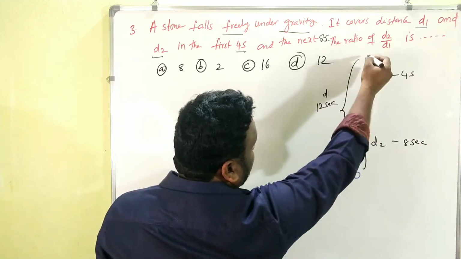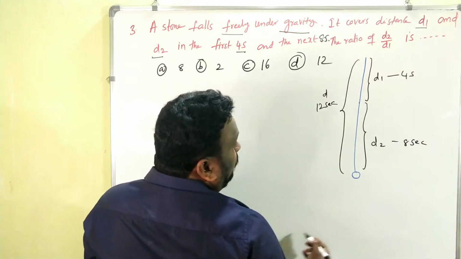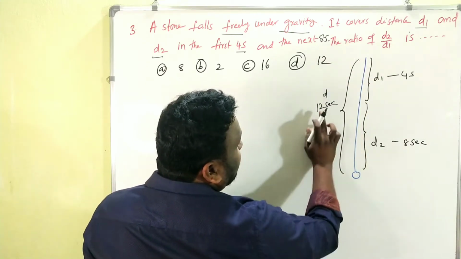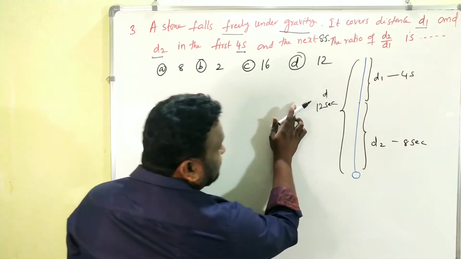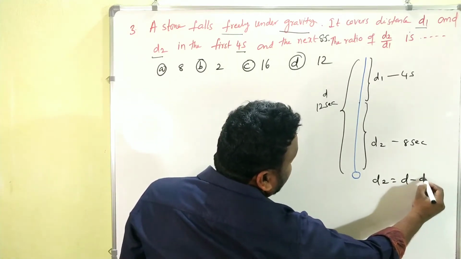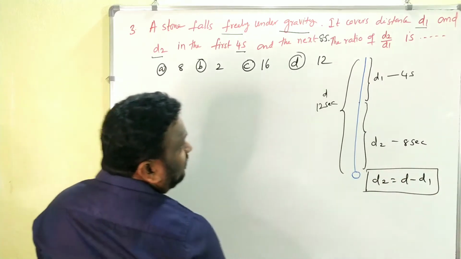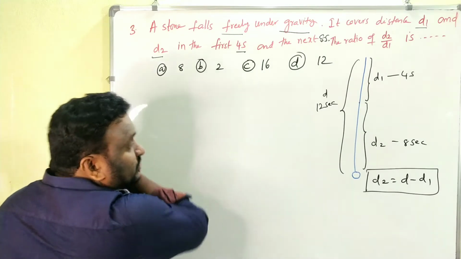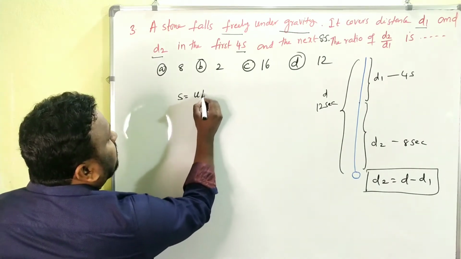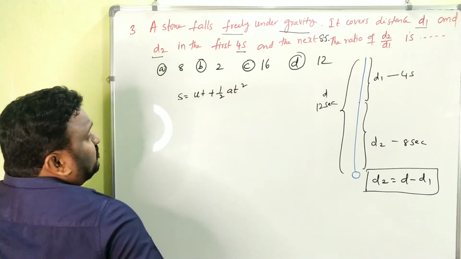It is not from the top to here. From here onwards it is 8 seconds. Clear. Now what we have to find out is d2 by d1. d is the distance traveled in 12 seconds. So to find the d2 value, we simply have to find d minus d1. d2 is equal to d minus d1. That is the concept here. So what is d? We take s equals ut plus half at square. This is the equation of motion.